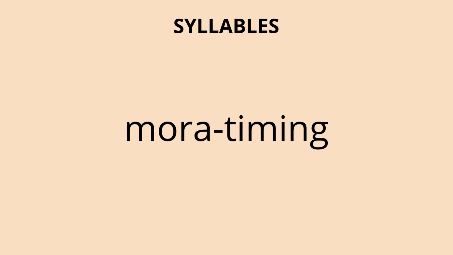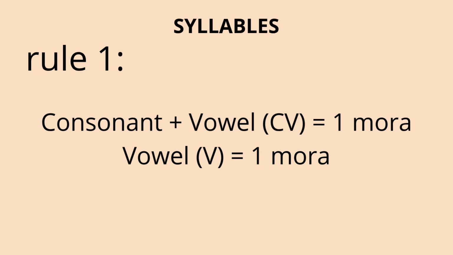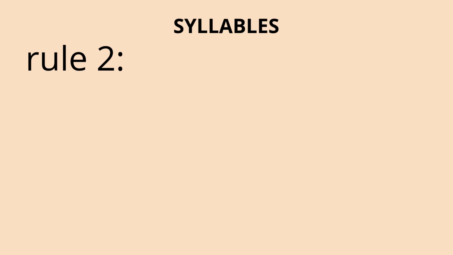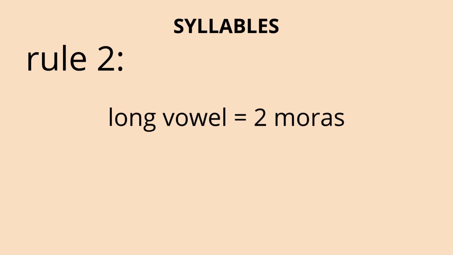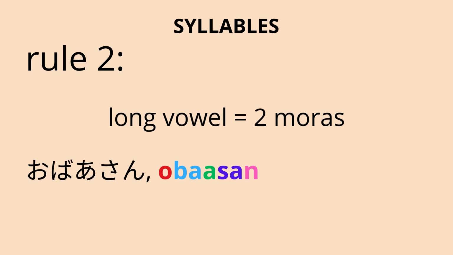Here are the rules. Most syllables are one mora with one consonant followed by one vowel, like ka, shi, su. A long vowel, like in oba-san, counts as two moras, so it's not o, ba, sa, n, but it's o, ba, a, sa, n. So a is two moras, not one long vowel in one syllable.